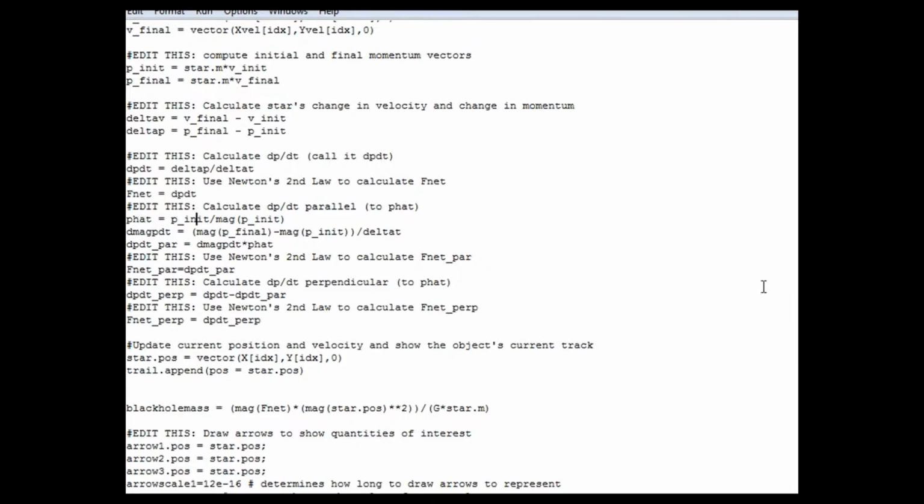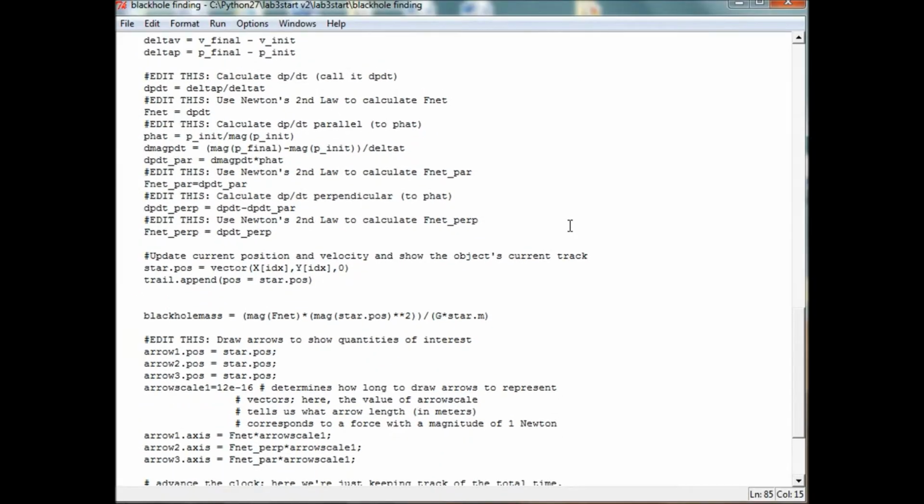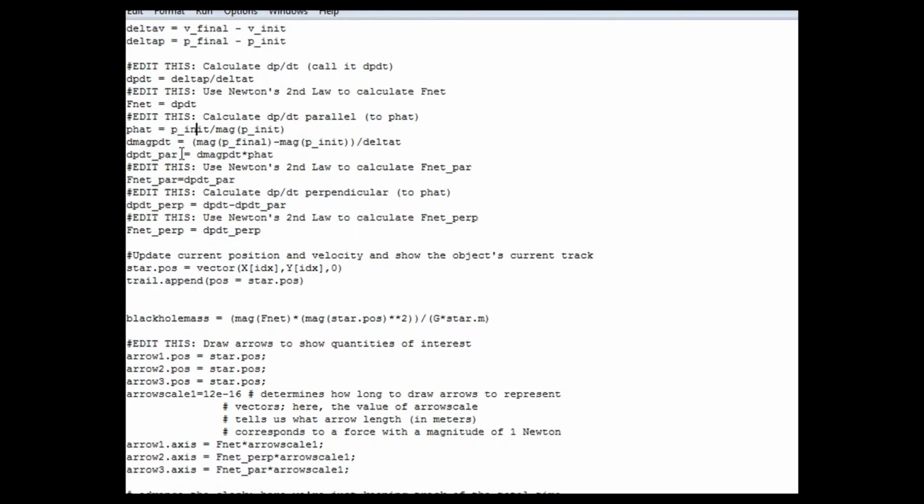P hat is just a directional vector, and d mag p dt is the magnitude of the final momentum minus the magnitude of the initial momentum divided by the change in time, and dp dt parallel is equal to d mag p dt times p hat. F net parallel is equal to dp dt parallel, and dp dt perpendicular is equal to dp dt minus dp dt parallel, and F net perpendicular is equal to dp dt perpendicular. And the black hole mass formula, the way we rearrange Newton's universal law of gravitation, is here to determine the mass.